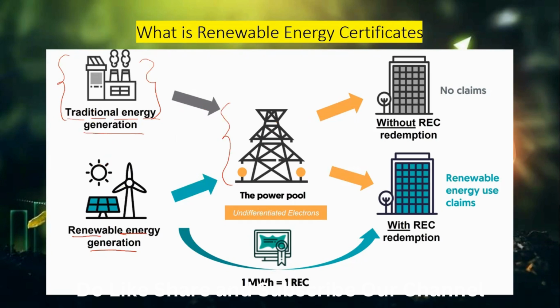So whenever this kind of trade is happening between renewable and traditional energy, there is one advantage for the renewable energy generator: for 1 megawatt hour of electricity he has generated from renewable energy, he gets one renewable energy certificate. So if he is generating 5 megawatt hours of electricity, he can take 5 renewable energy certificates. So this much power generation is equivalent to one renewable energy certificate.